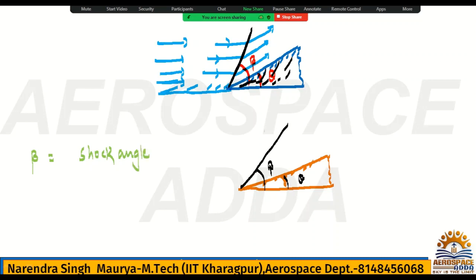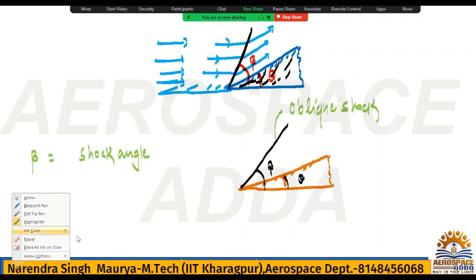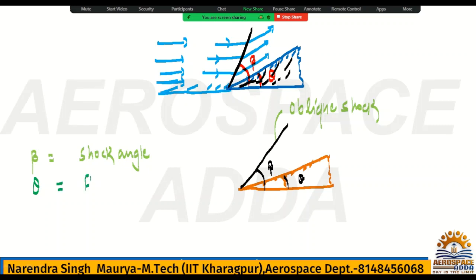Why is it called shock angle? Because this is nothing but an oblique shock. This oblique shock is shifted from the horizontal by the angle beta, and theta is nothing but what? Theta is called the flow deflection angle. Why is it called the flow deflection angle? I will tell you.